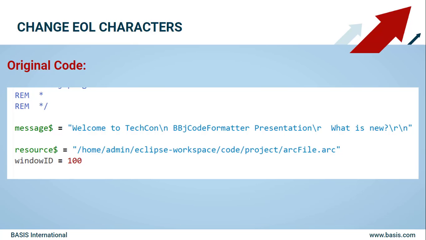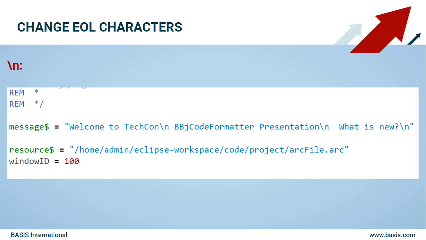The message line contains three end-of-line characters. There's a \n, a \r, and a combination \r\n. Let's see what happens when we enable end-of-line character replacement. If we choose the line feed character and run the BBJ code formatter, you will notice that all of the end-of-line characters have been replaced with \n, and the rest of the code of the line has remained unchanged.